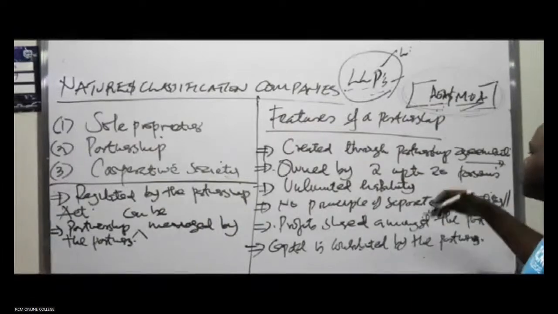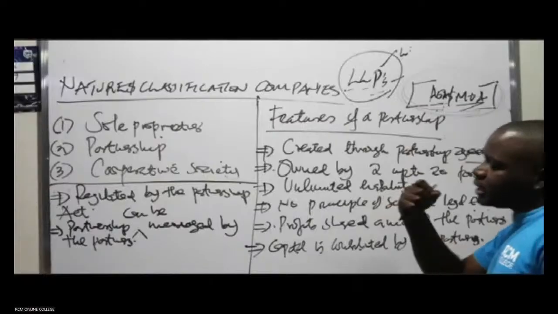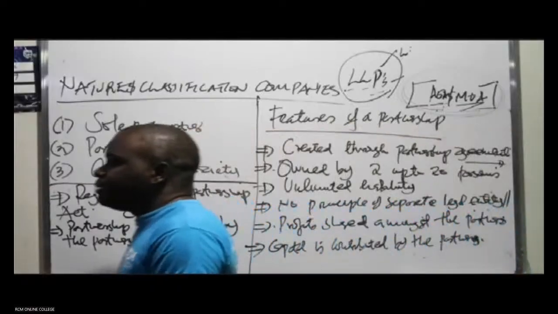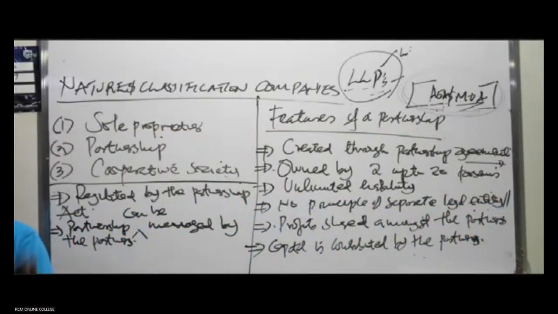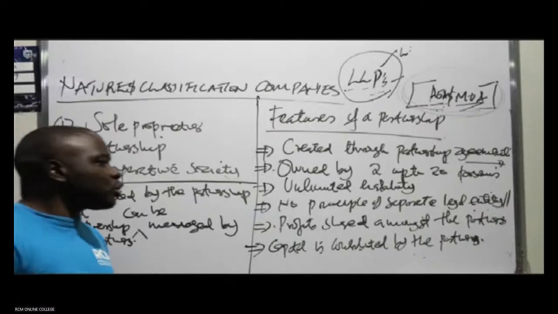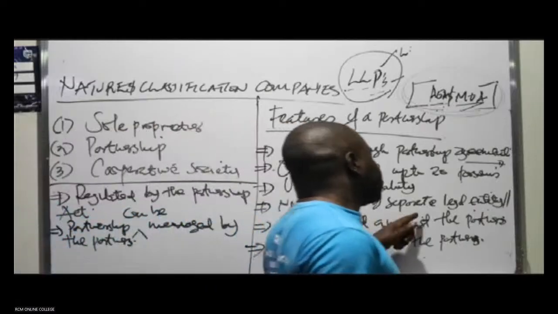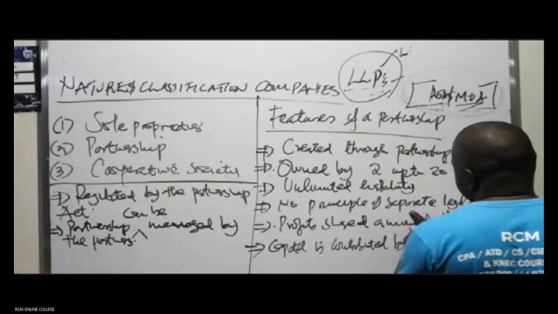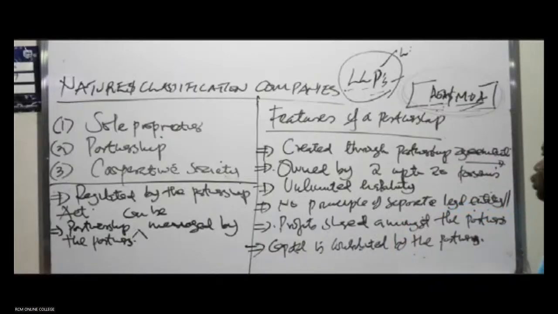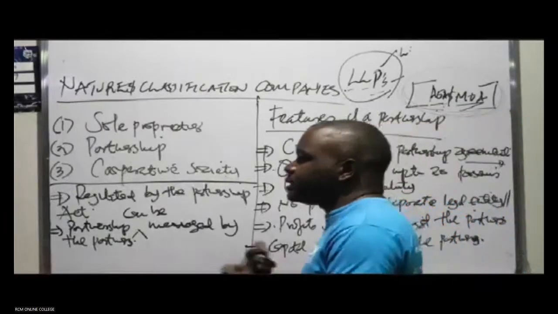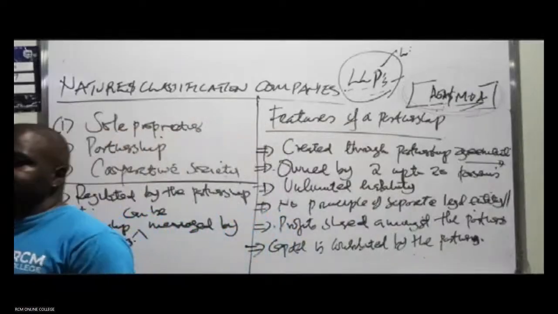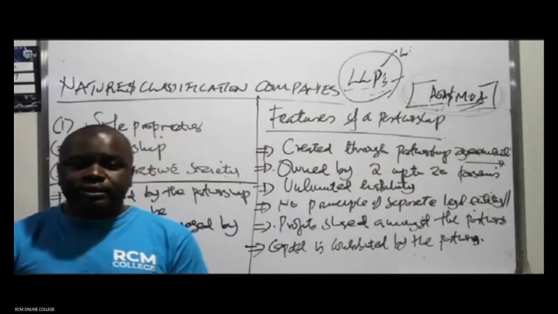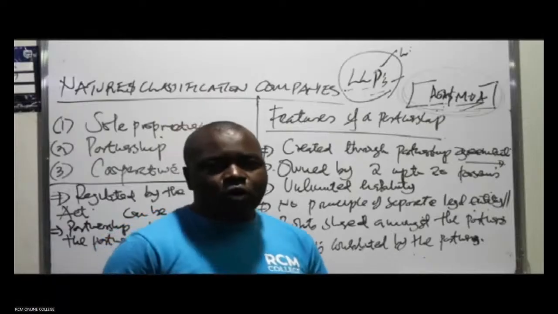For example, when you talk about assets being acquired in a partnership, ideally they would be registered in the names of all the partners. But in a company, they would be registered in the name of the company. So we don't view a partnership as distinct and separate from the partners themselves. They're one and the same person. It doesn't occur in a company.